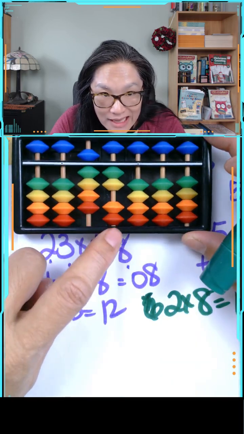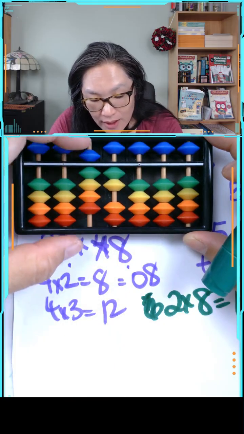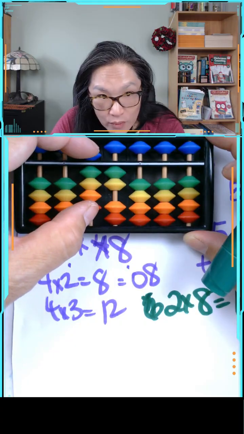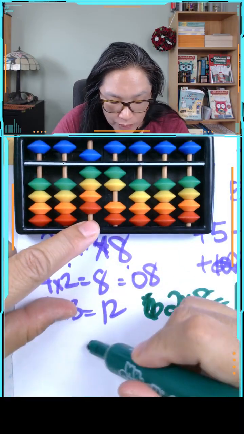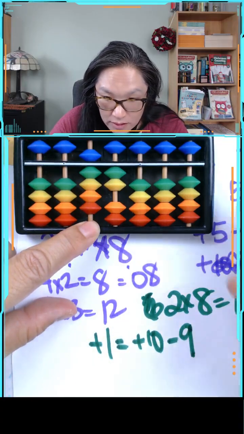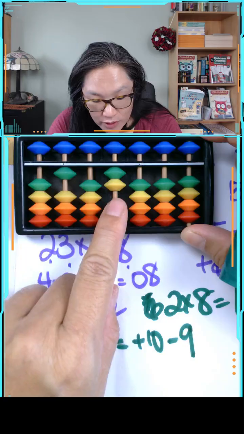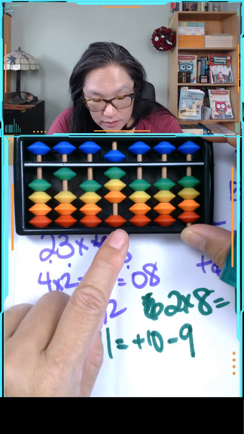Add the 1, add the 6. Do you see that? Do you remember how to add the 1? I cannot add the 5. What's another way to add the 1? Plus 1 is equal to what? Plus the 10 minus the 9. So, minus the 9 plus the 10. And then you add the 6. Do you see that?